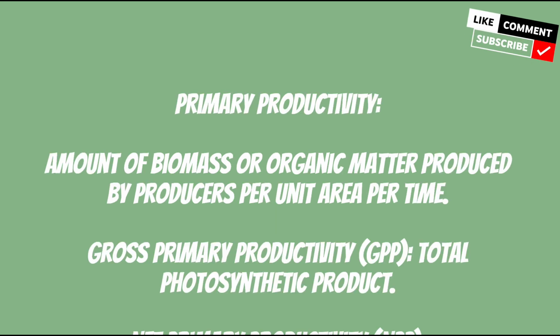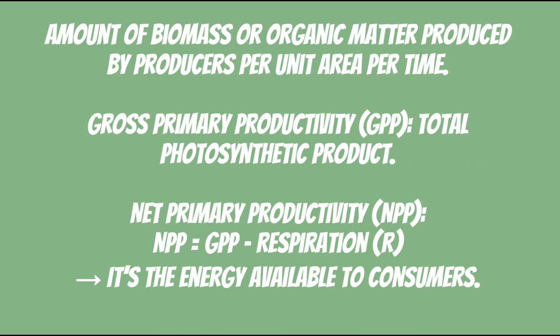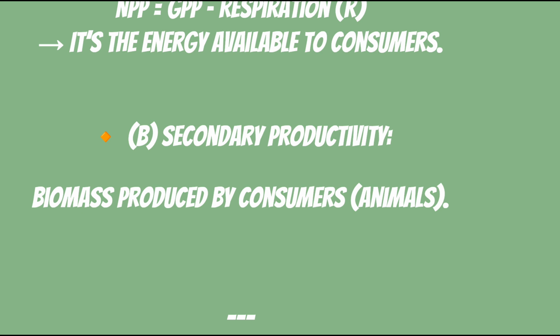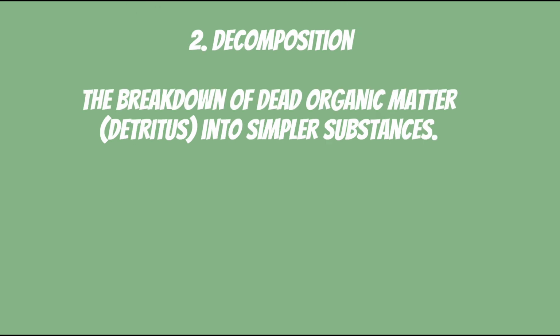So the primary productivity is the amount of biomass or organic matter which is produced by the producers per unit area per unit time. Gross primary productivity is the total photosynthetic product, and net primary productivity is equal to the gross primary productivity minus respiration. So it is the energy available to the consumer. The secondary productivity is the biomass produced by the consumers like animals.